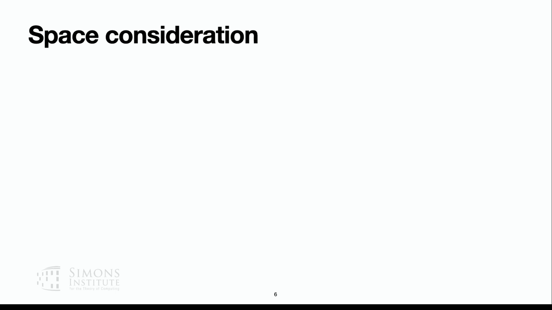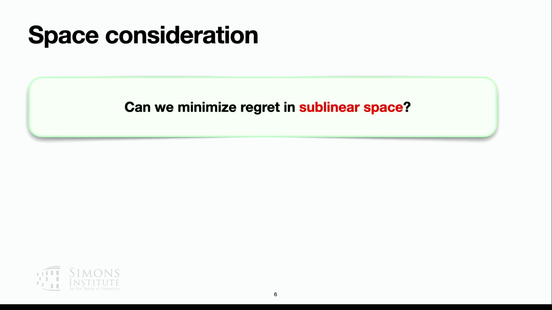And this follow the perturbed leader also obtains the optimal regret. So actually, there are a lot of different algorithms obtaining the optimal regret. But in this talk and in our work, we will take space into consideration, and we consider the problem of whether we can minimize the regret using sublinear space. Or equivalently, how can we make decisions and choose experts without remembering their past performance?